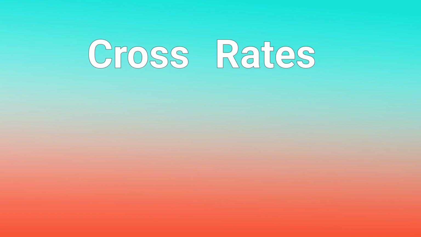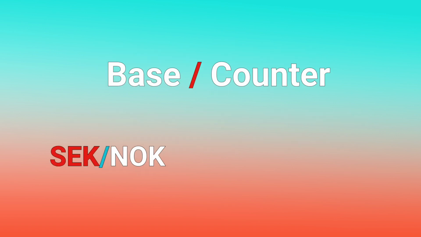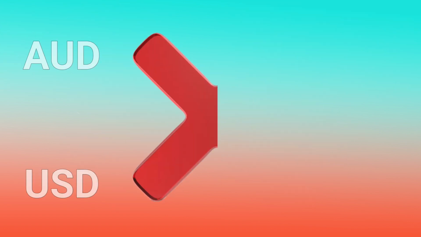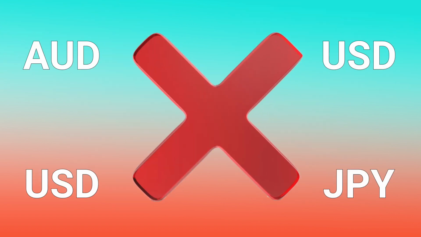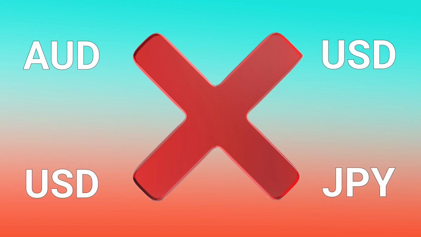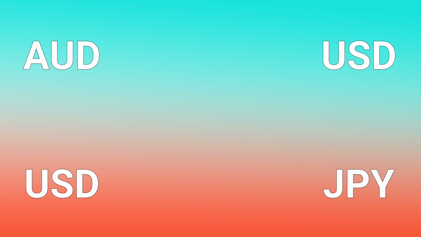Cross rates refer to currency exchange rates where neither currency is the USD. In other words, neither the base nor the counter currency is the dollar in a cross rate. The derivation of a cross rate requires the exchange of each respective currency in relation to the USD. Trading through the dollar, the dollars by design cancel out, leaving us with only two terminal currencies.